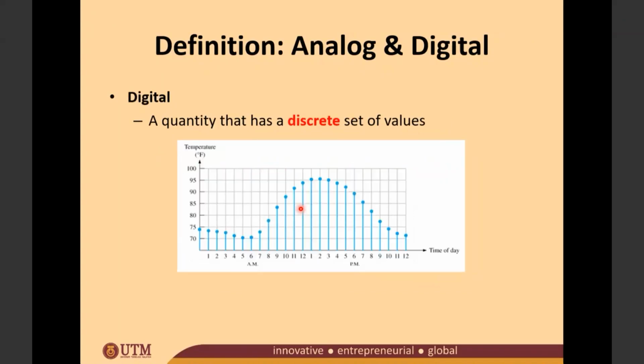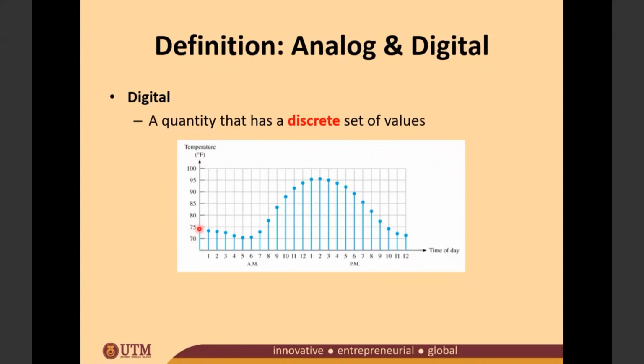Next we are going to look at the digital signal. A digital signal is a quantity that has a discrete set of values, meaning that you take the values discretely. Previously it was the same thing. As in the same example here, you are going to take temperatures, starting from 12 midnight until the next 12 midnight.